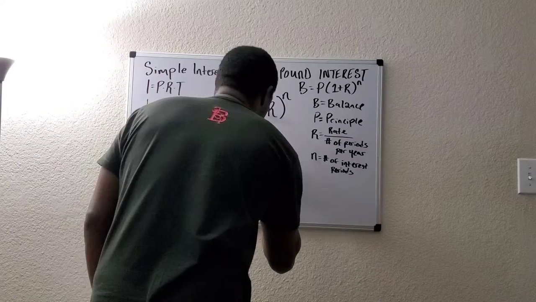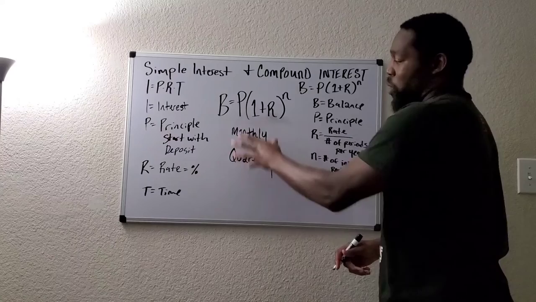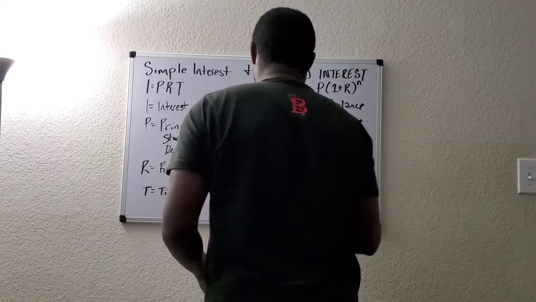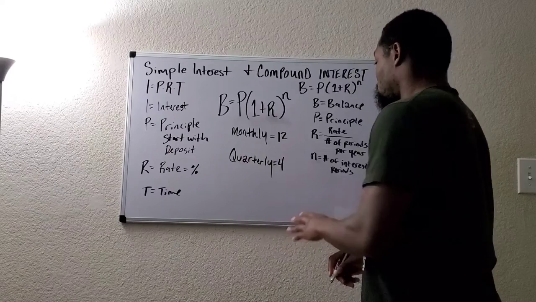Okay, so what I'm asking you when they say this, I'm asking you how many of these are in 1 year. So we know that this equals 12. This is going to compound 12 times in 1 year. And this is going to compound 4 times in 1 year. So we have our numbers of periods per year. That's what I'm talking about for our rate.